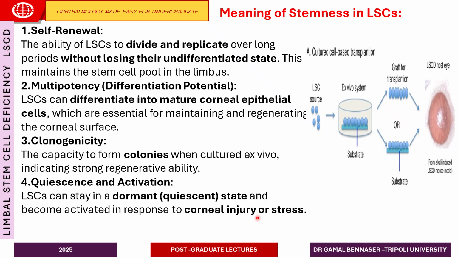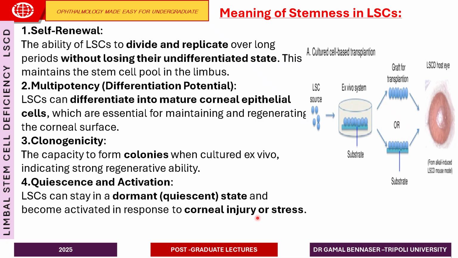Now, this concept is very important to be understood because this term is frequently encountered when you read about the cell-based therapy for limbal stem cell deficiency. When we come to the management of limbal stem cell deficiency, we will speak about the cell-based therapy to maintain the corneal homeostasis. So the term stemness is a very important term to be understood, which reflects the power of these limbal stem cells to maintain and provide all the functions that we have outlined before.